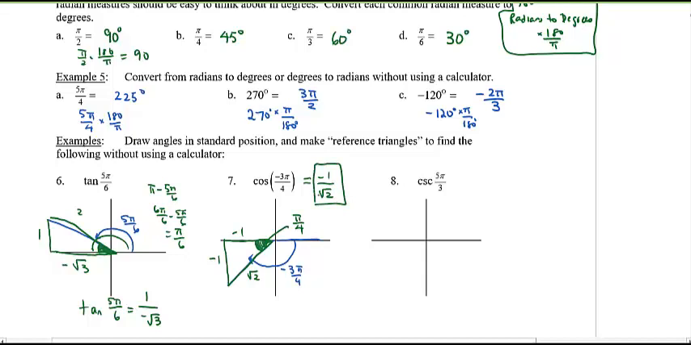Okay, this one is yours. Have fun. 5 pi over 3. Where is 5 pi over 3?